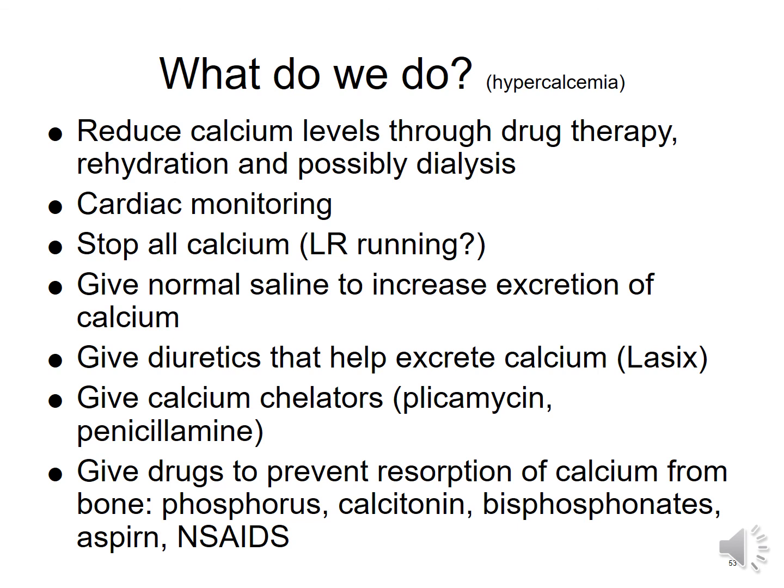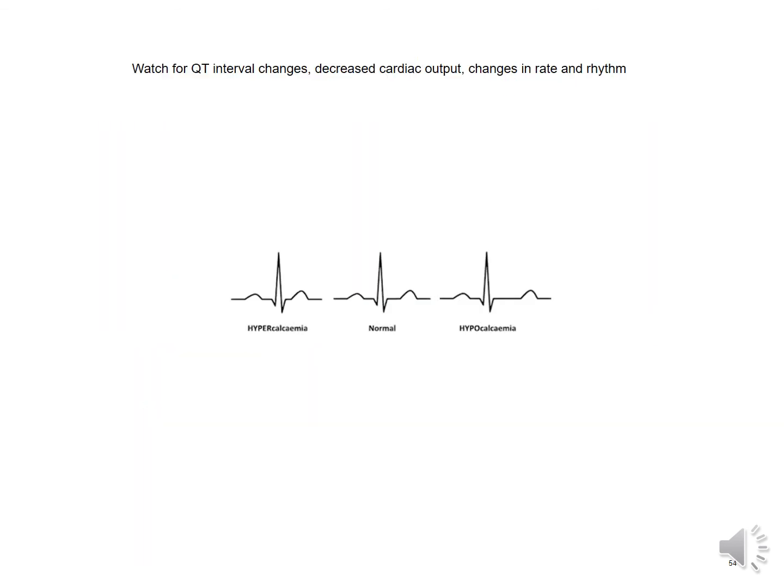You might want to give calcium chelators, and give drugs to prevent reabsorption of calcium from the bone, like phosphorus, calcitonin, bisphosphonates, aspirin, and NSAIDs. Watch for QT interval changes, decreased cardiac output, and changes in the rate and rhythm. So you see on the left-hand side, we've got an example of hypercalcemia. See how short that QT interval is?